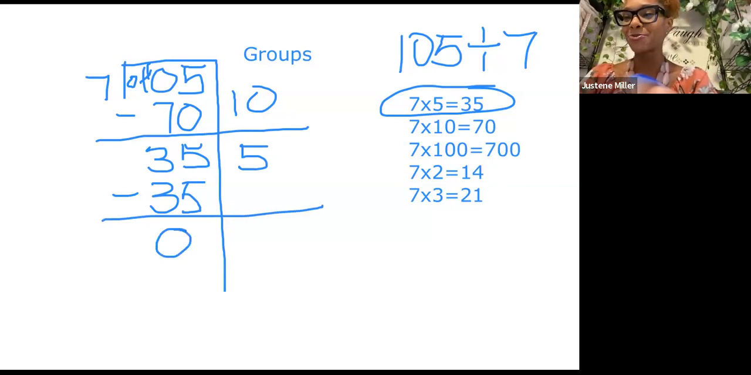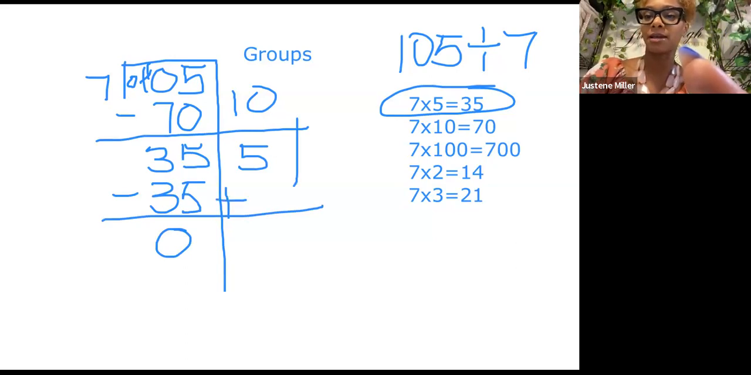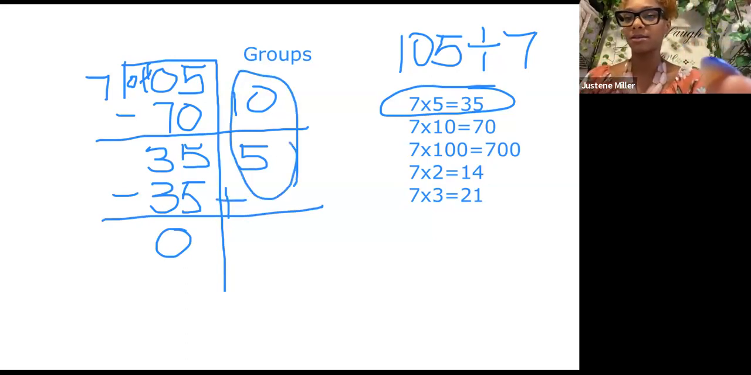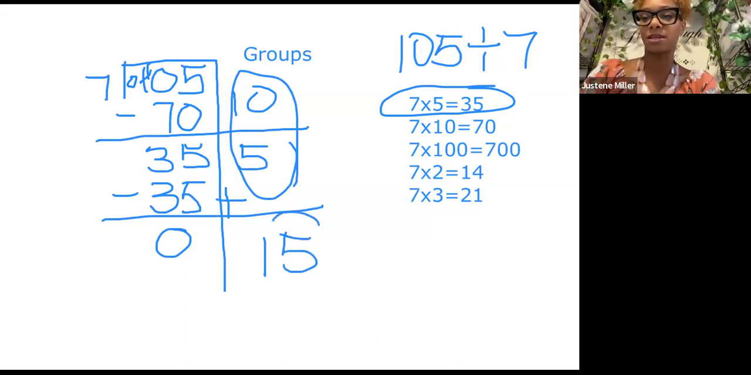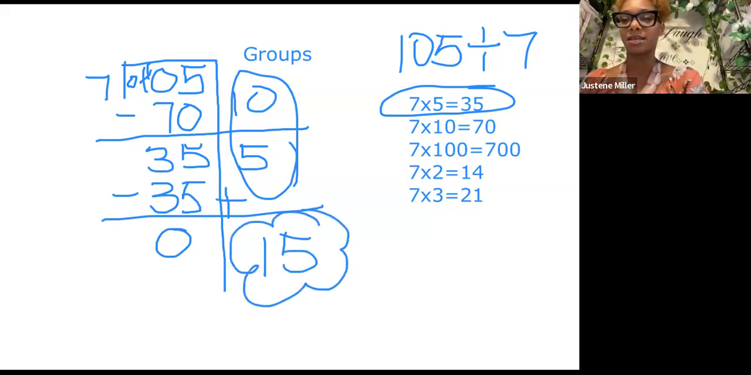Looking good. Who remembers that last step? What do I have to do to get my answer? Yeah, I have to add my groups. So I'm going to add what's on the right, and 10 plus 5 equals 15. I don't have a remainder, so 15 is my final answer.